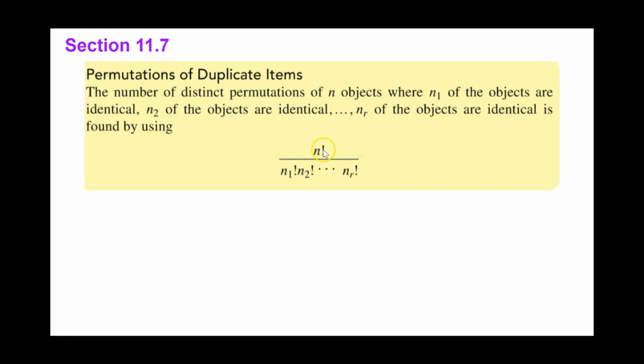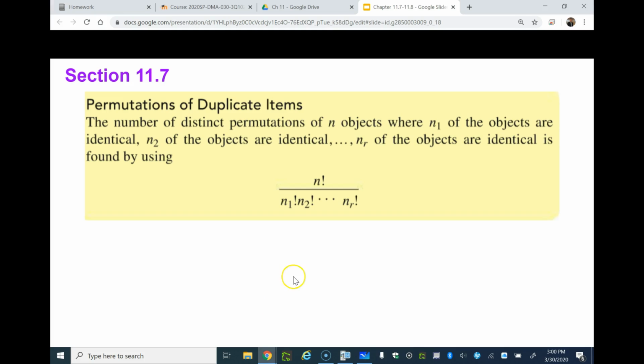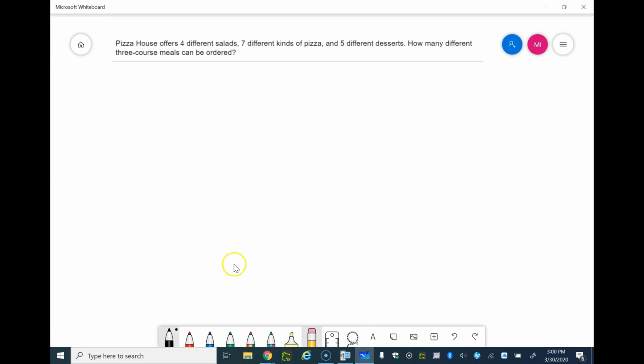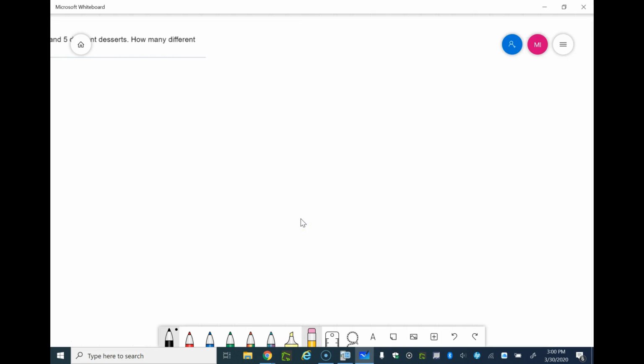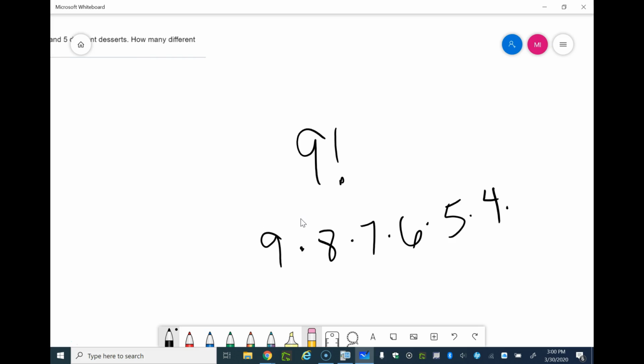First I want to explain this here, which is called factorial. And all factorial means is, let me go to my other screen so I can show you. So we have 9 factorial. All this means is we're taking 9 and multiplying it by 8, 7, 6, 5, 4, 3, 2, 1. You multiply all those together and it gives you the answer. You're just going backwards and multiplying all the numbers backwards.